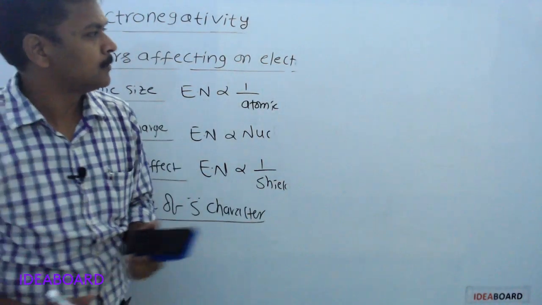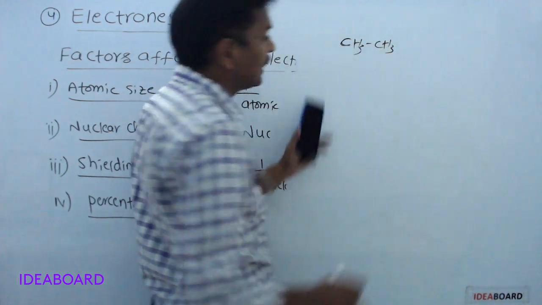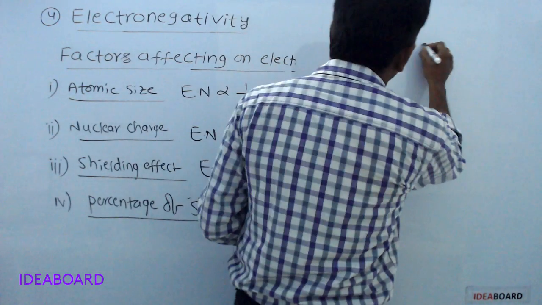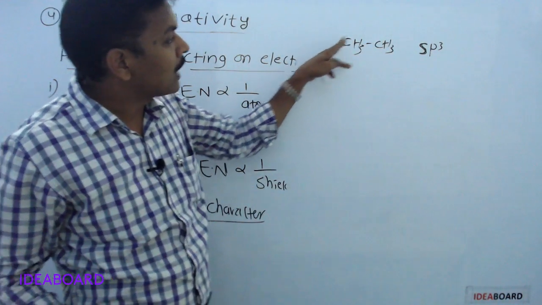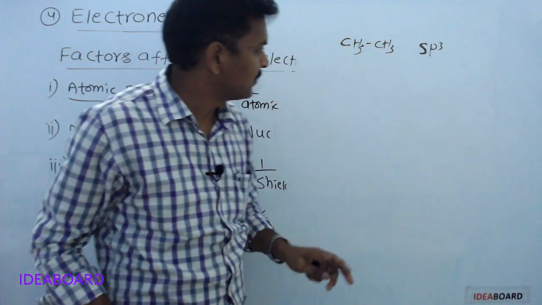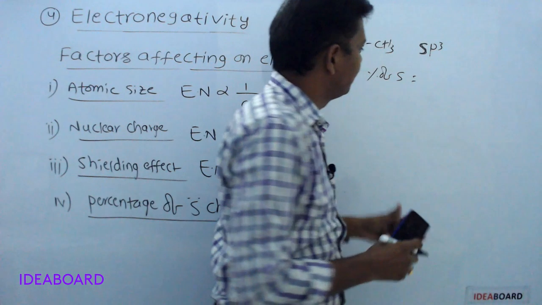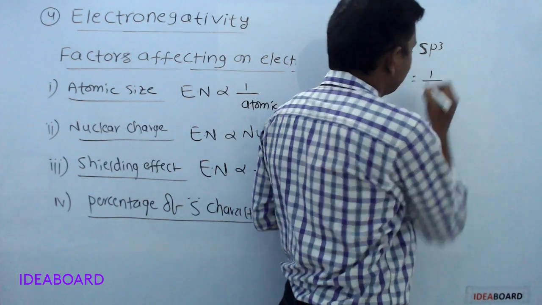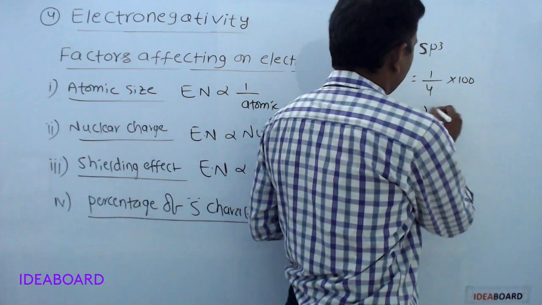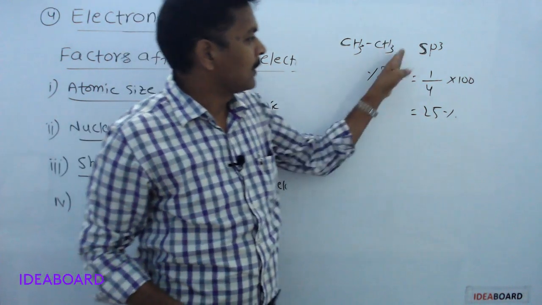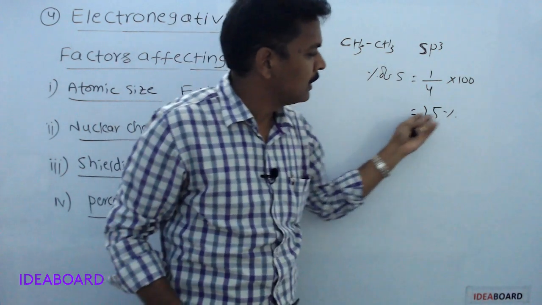If you take alkanes, in alkanes carbon atoms undergo sp3 hybridization. Here there is one s orbital and three p orbitals. Percentage of s character is equal to the number of s orbitals divided by the total number of orbitals, times 100. That is 25%. If carbon atoms undergo sp3 hybridization, the percentage of s character is 25 and the percentage of p character is 75.